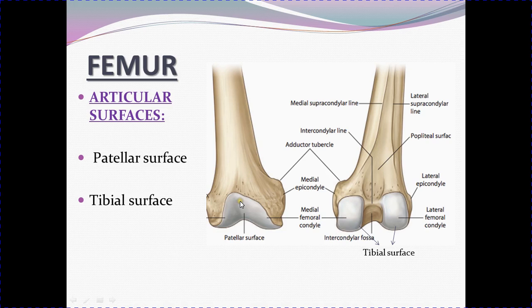The lower end has two articular surfaces. It has a patellar surface. You can see over here, this is the patellar surface. Over here, the bone patella is articulating. It has tibial surfaces. The condyles, inferior surfaces, and the posterior surfaces articulate with the tibia, so they are called tibial surfaces. It has two articular surfaces, patellar and tibial.